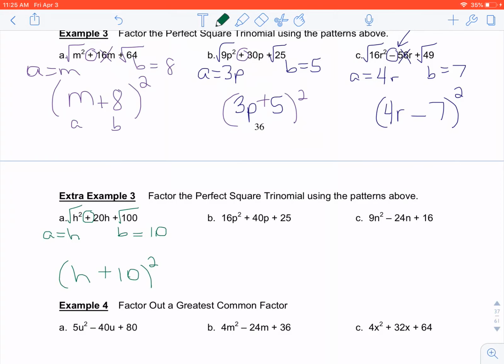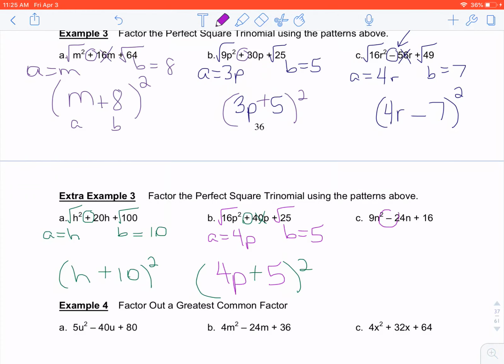The one in the middle, here's a plus sign. Again, the 40 doesn't matter. It's the plus sign that we're worried about. Something plus something and then squared. So let's figure out what that something is. Taking the square root of 16 is 4. Square root of p squared is p. Square root of 25 is 5. So 4p plus 5 squared.